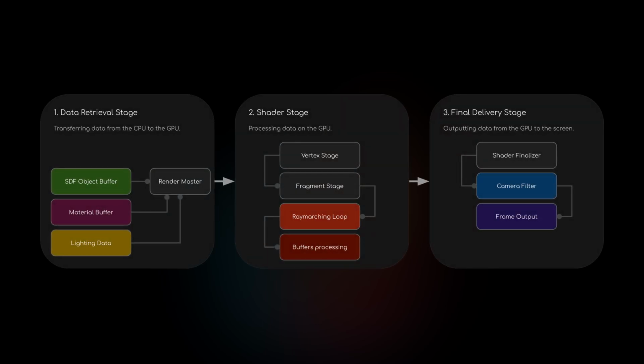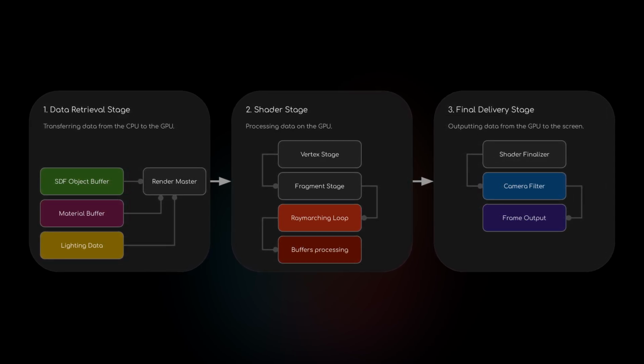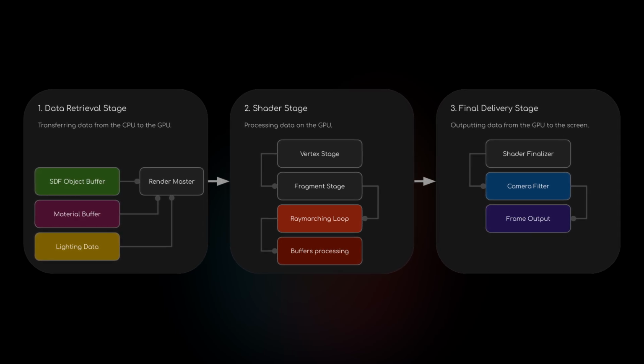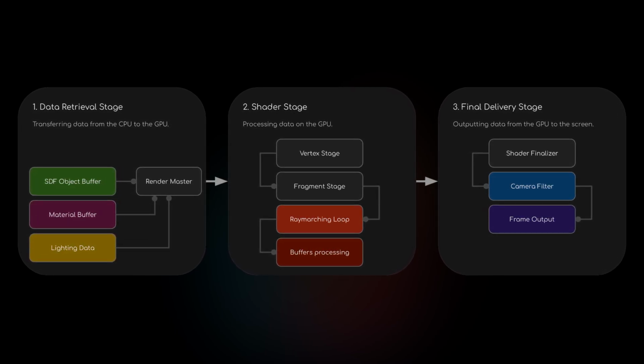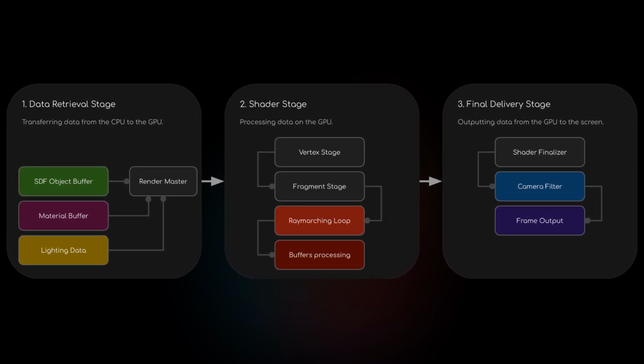Raymarcher is a part of Unity's default rendering pipeline. However, Raymarcher expands the pipeline with additional steps necessary to properly process the final frame and deliver it to the screen. The Raymarcher rendering pipeline is categorized into 3 major stages: data retrieval stage, shader stage, and final delivery stage. Each stage has a specific task for handling certain data and dispatching it to the GPU, resulting in the content displayed on the screen. You can find a detailed description of each stage in the official technical documentation.